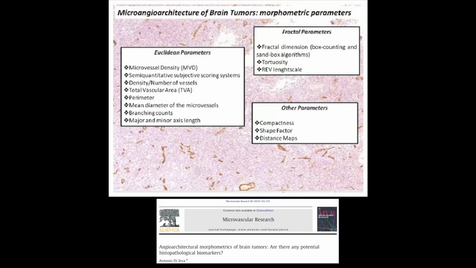So the first thing I did in this research some years ago was to study what other people in the literature did, which parameters are used to quantify the microvessels. So I differentiated Euclidean parameters, where, as you know from Euclidean geometry, we are just counting how long the vessels are, how many vessels, the density, the size, the total vascular area. But there are also more complex parameters, the fractal parameters, quantifying the geometrical complexity of the vessels, and other parameters like the compactness, the shape factor, etc.